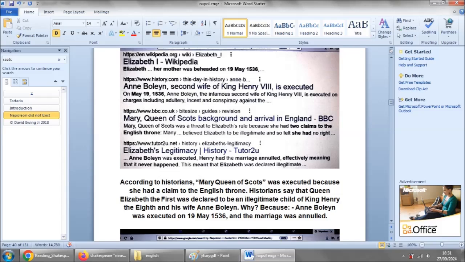It's up to you. So now the thing is, why did they kill Mary, the Queen of the Scots? What is the story? According to historians, Mary, Queen of Scots, was executed because she had a claim to the English throne. Historians say that Queen Elizabeth I was declared to be an illegitimate child of King Henry VIII and his wife Anne Boleyn. Why? Because Anne Boleyn was executed on the 19th of May, 1536, and the marriage was annulled. Yeah, the marriage was cancelled on the 19th of May. So because of that, they're fighting over the throne of England.